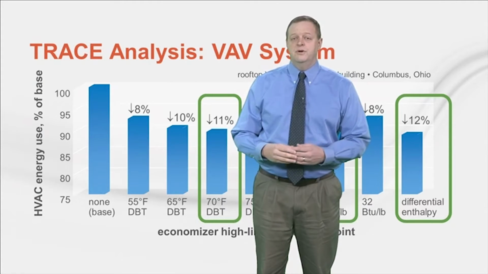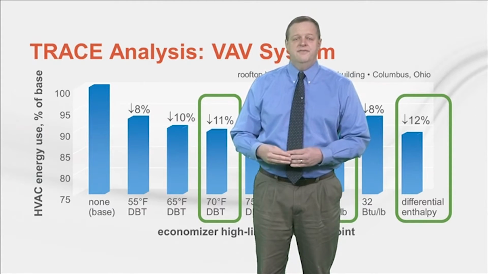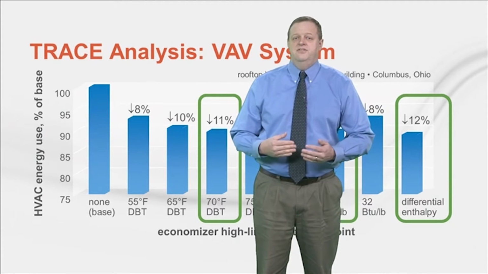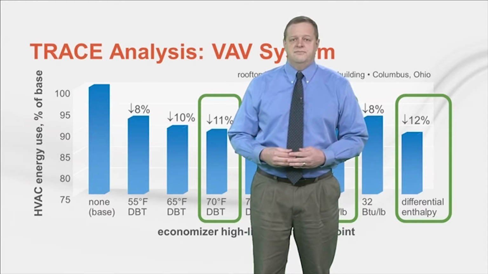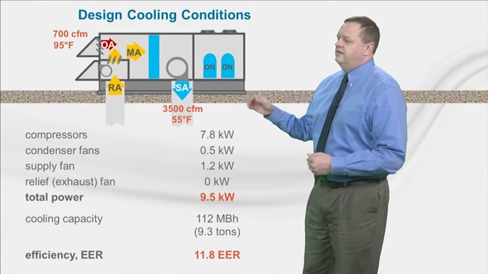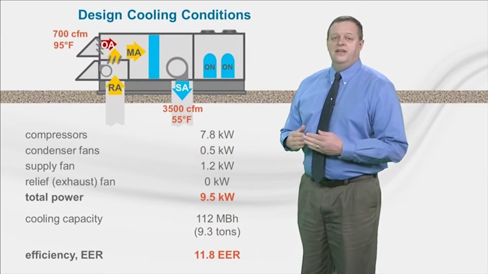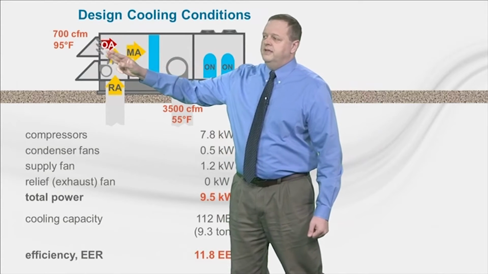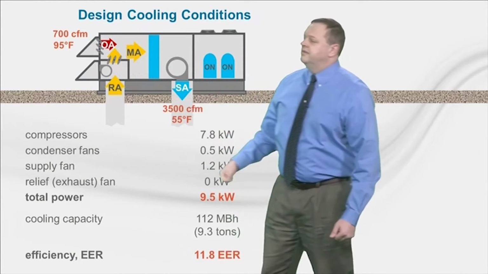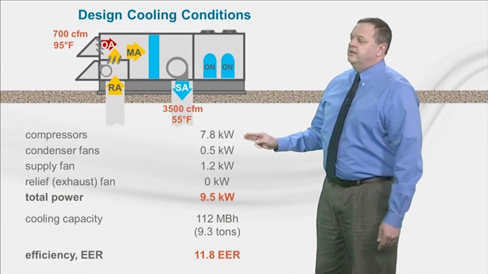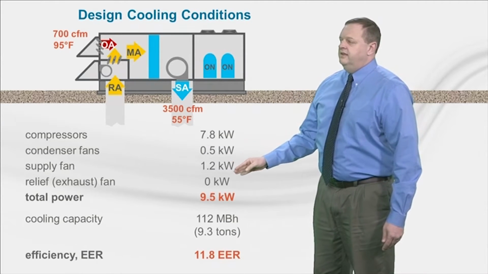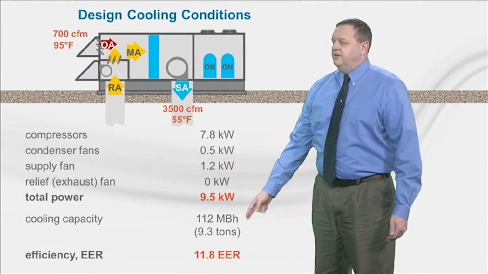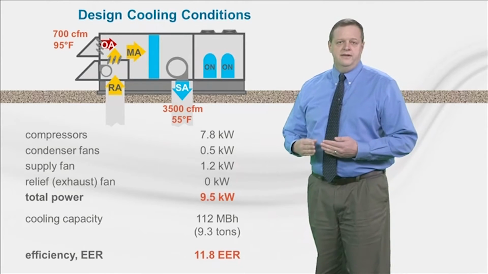For example, we're used to equipment efficiency metrics like EER, provided at standard rating conditions. But it can be enlightening to use these same metrics to look at efficiency at different operating conditions. As an example, here's a 10-ton package rooftop unit operating at design cooling conditions when it's 95 degrees outside. So the outdoor air damper is at minimum position. The total power used by the compressors, condenser fans, and the supply fan is 9.5 kW. At this design capacity of 112 MBH, this equates to an EER of 11.8.